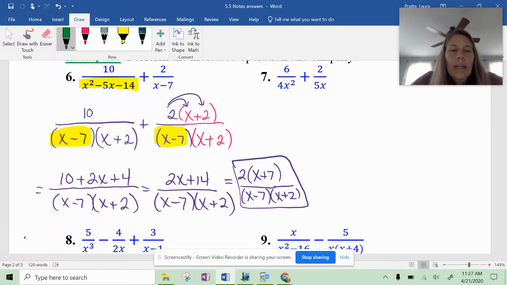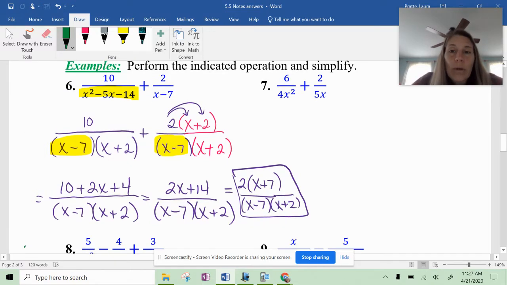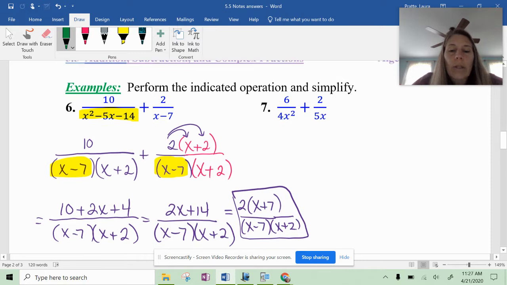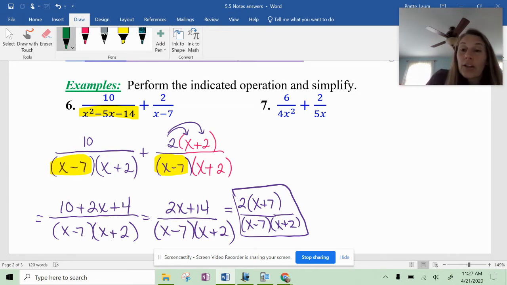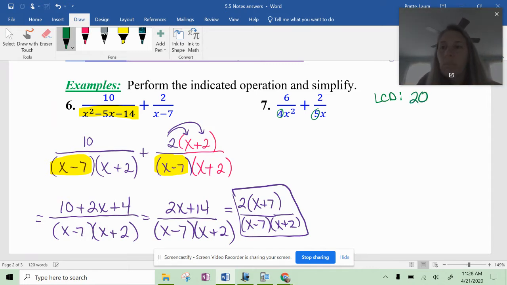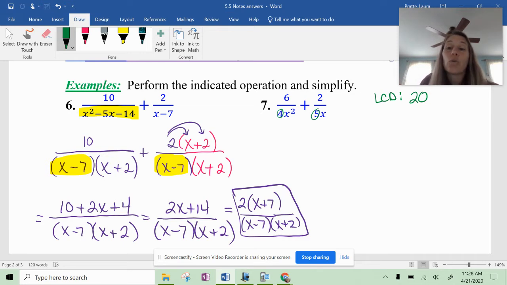Okay, so let's take a look at number 7. Now this time we have some monomials in here, and monomials are a little bit more like your traditional just adding and subtracting fractions. So usually what I do in this situation, if I'm trying to figure out what my LCD is here, I deal with the numbers first, right? So just look at the 4 and the 5 like you would have done back in elementary school. What is the LCD that I need for the 4 and the 5? The only number that 4 and 5 both go into is 20. So I'm going to have to make these into 20s.